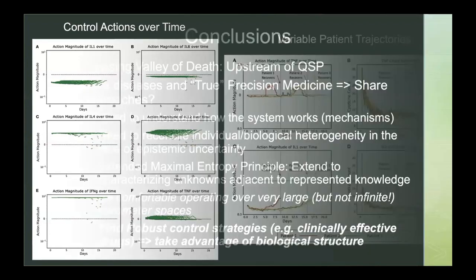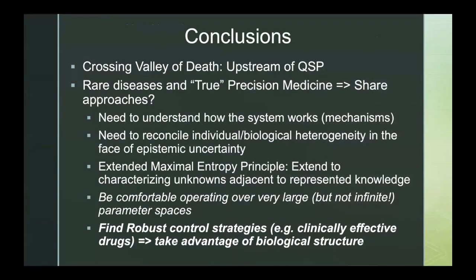All right, so in conclusion, this particular approach I'm talking about is upstream of QSP. We're not really talking about all the intricacies associated with the effective delivery of a particular compound to its area of intent, but rather, is it actually a good idea to target this particular pathway? I would say that rare diseases and true precision medicine have very similar approaches, where you are trying to deal with individually sparse and distinct examples of trajectories.